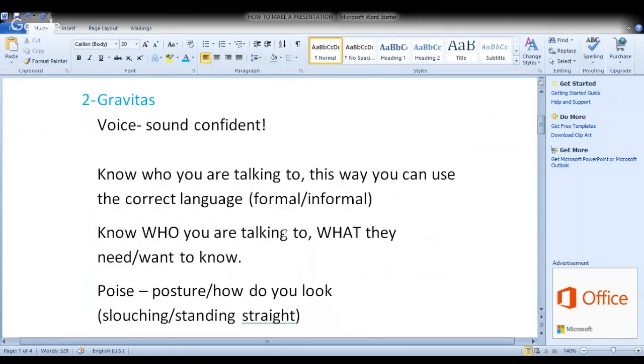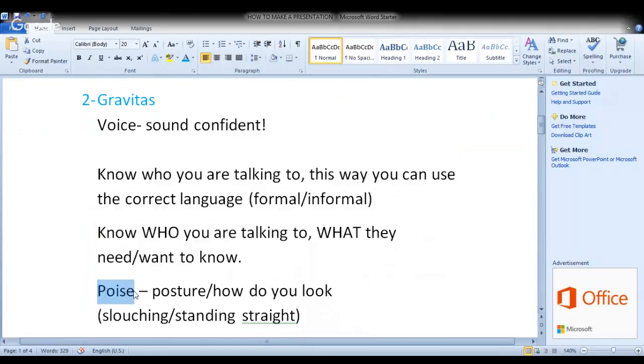And then again, know who you're talking to. What are they looking for? What do they need to know? What do you think they want to know? Okay, about maybe this new project, this new system, whatever this new thing is, or this idea. So that's part of gravitas as well.